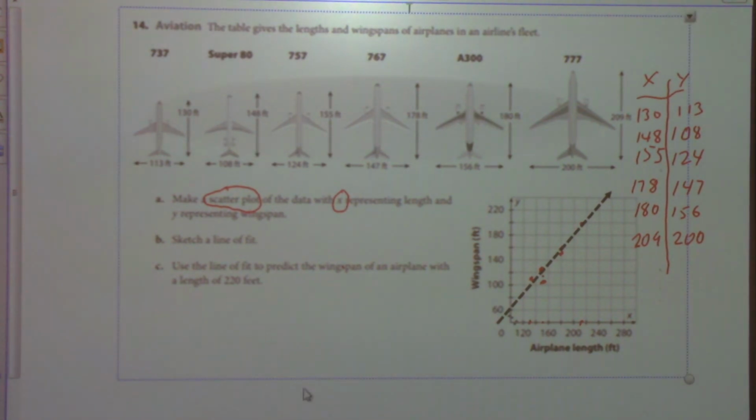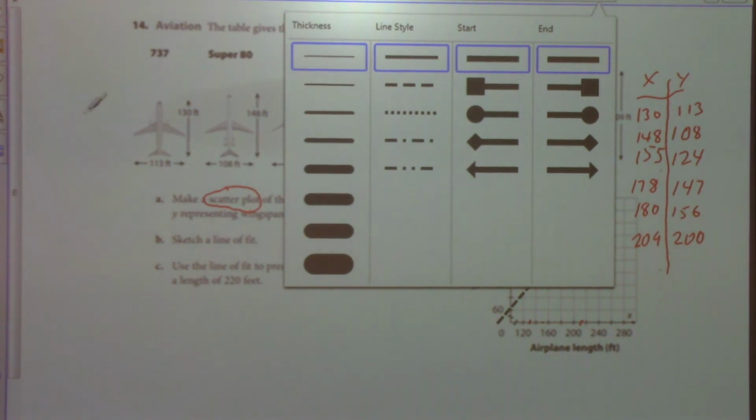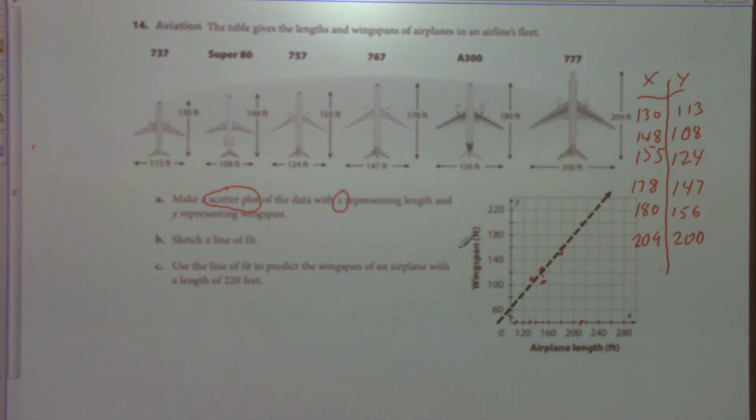So now we have this, and we've sketched the line of best fit. This says line of fit, and we don't know if it's a line of best fit yet. Tomorrow we might come back and do this with the calculator and see how much different it is. Anyway, use the line of fit to predict the wingspan of the airplane. So we have this of 220 feet. So how do we use this line to predict, as Connor says? Where do we go to look for prediction?